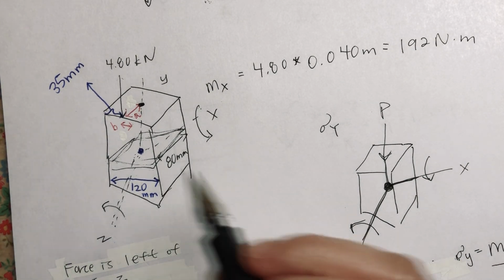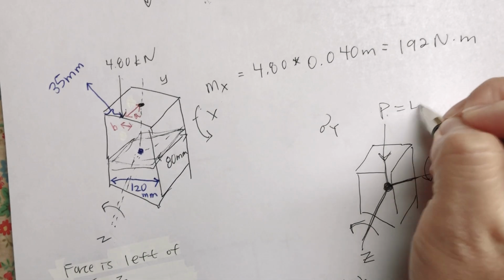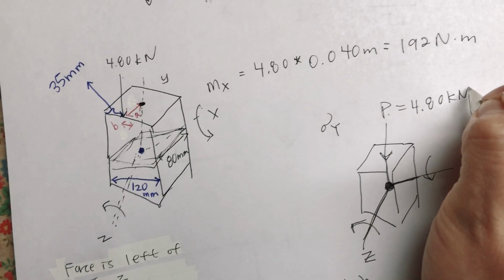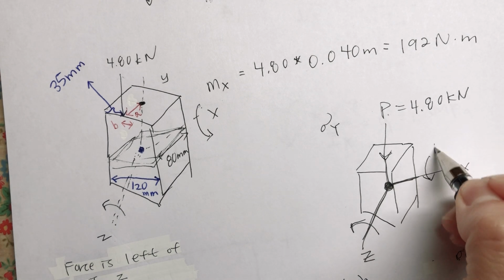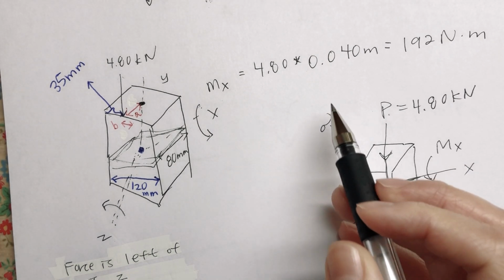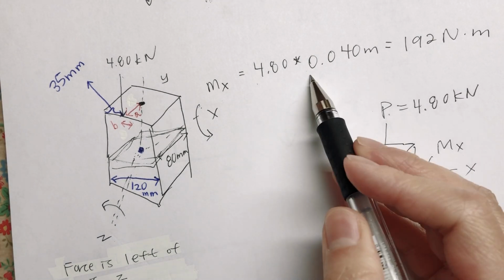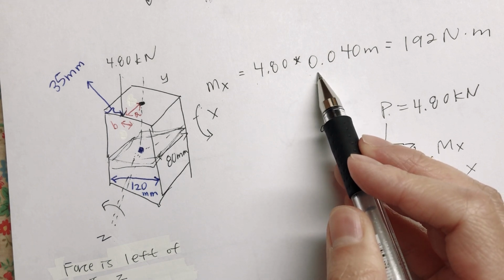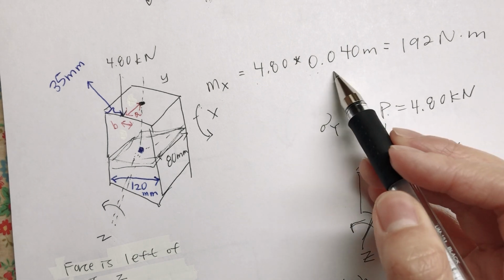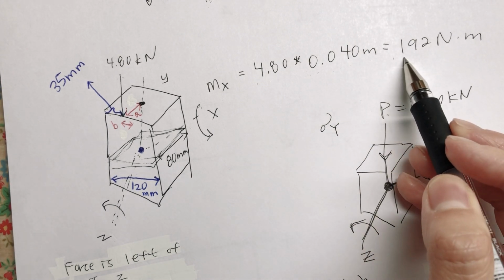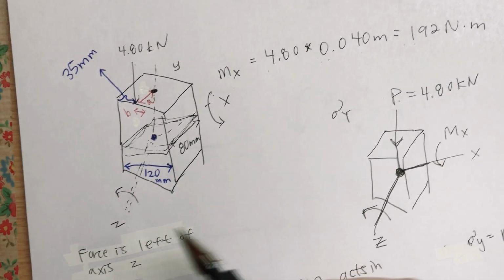Okay, so this load is 4.80 kilonewtons. This moment mx is the load times the moment arm A, which is 0.04, so it equals 192 Newton meters.